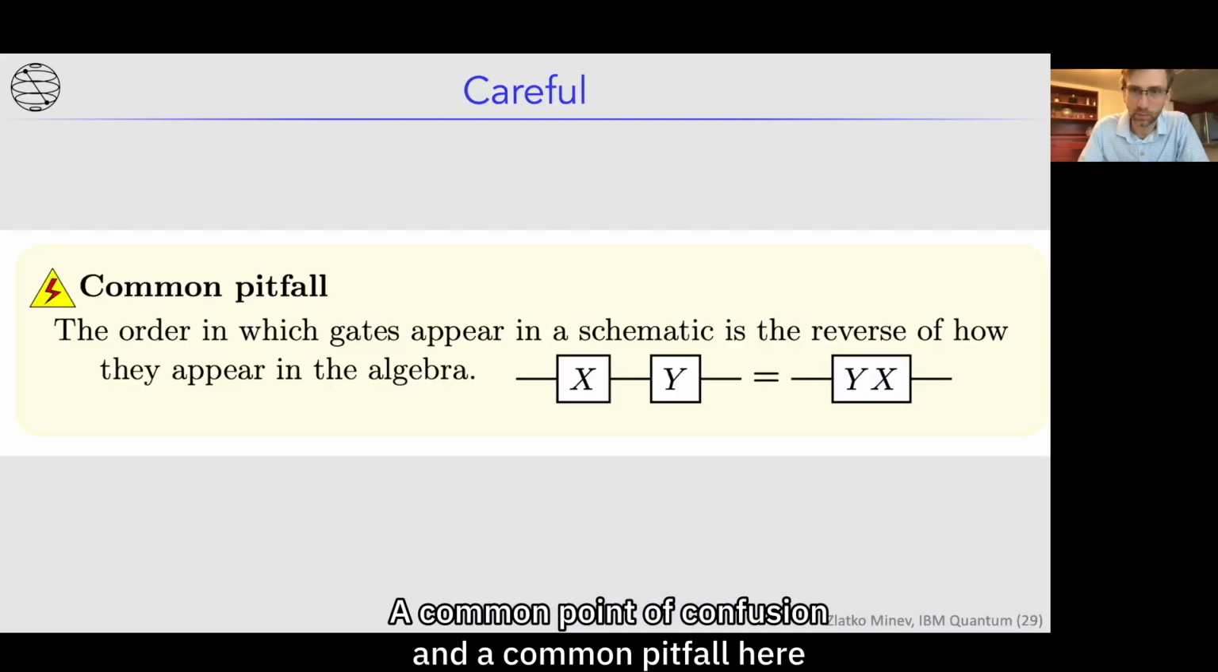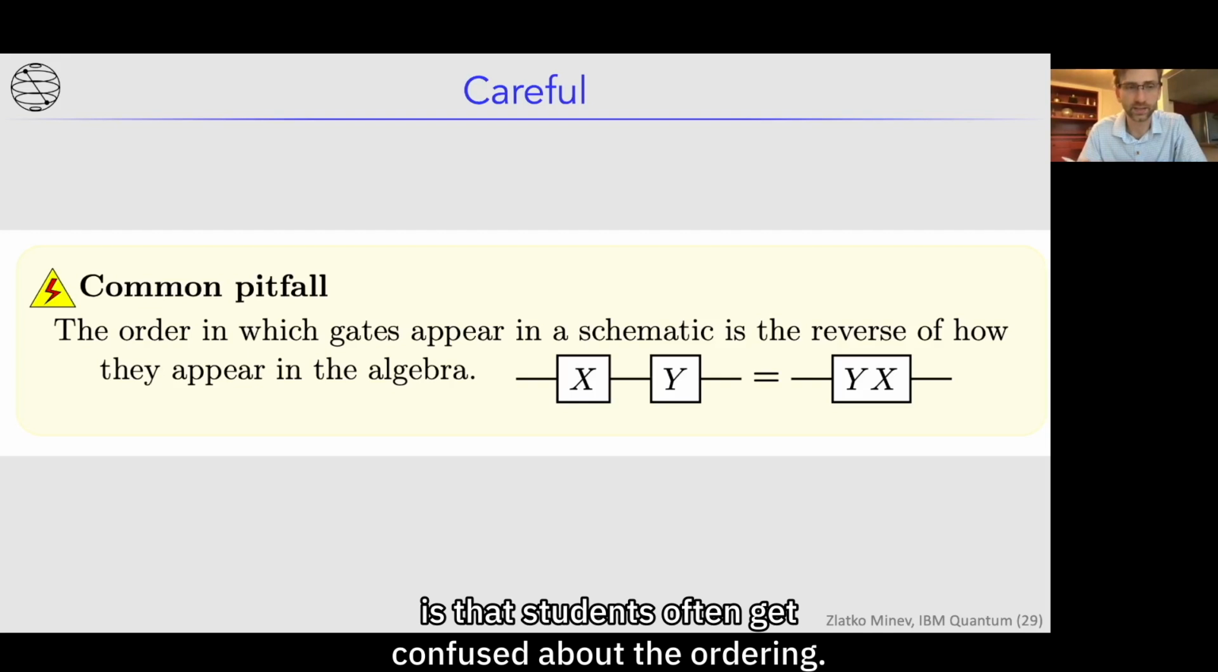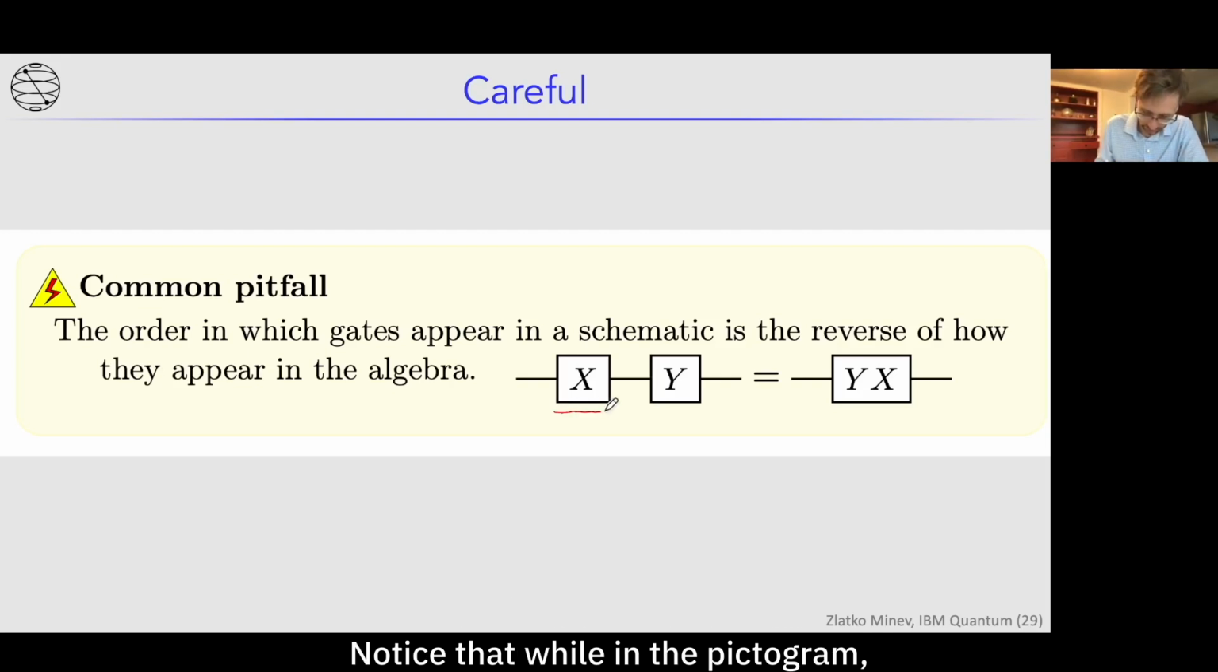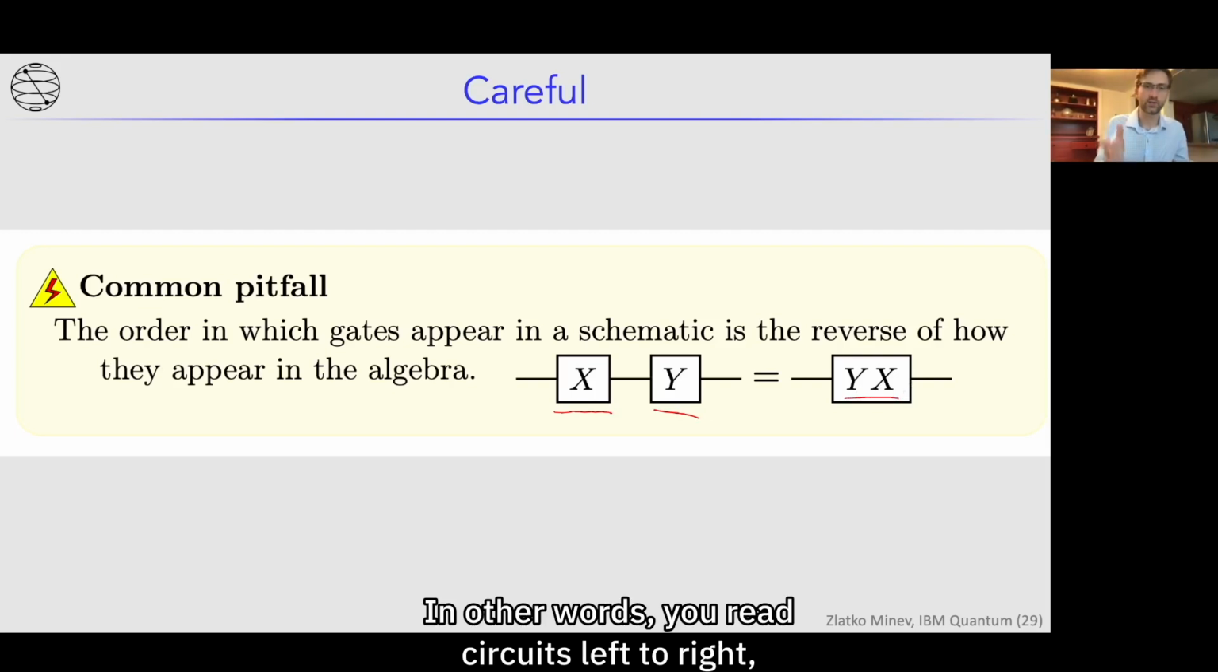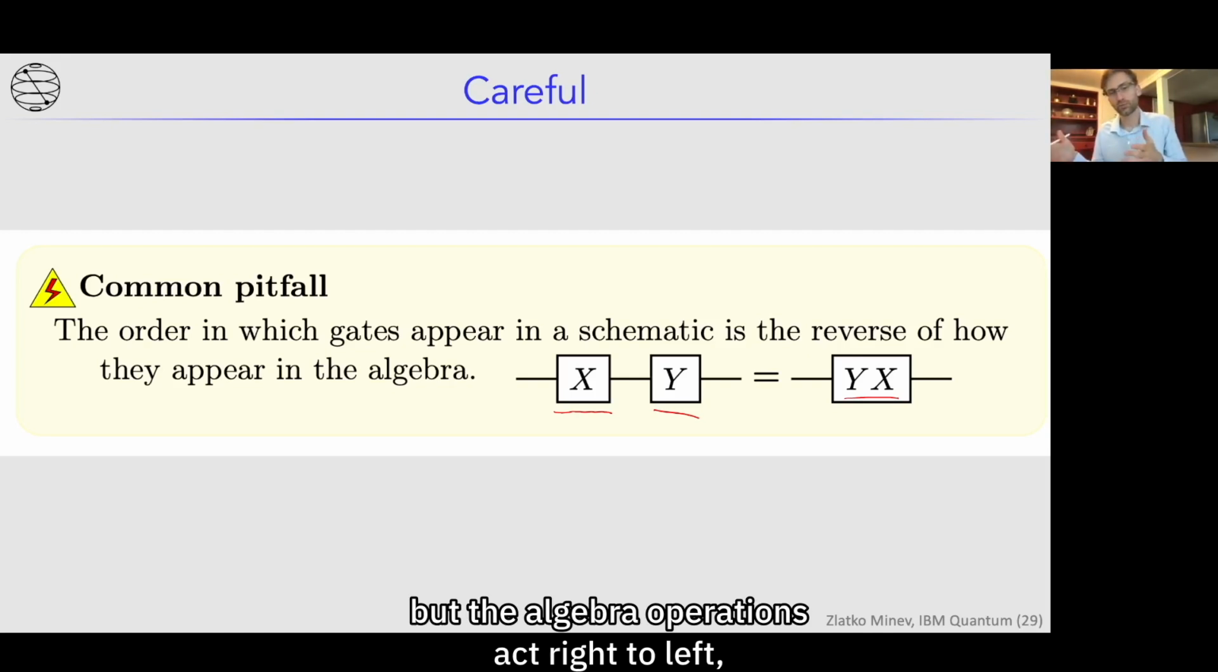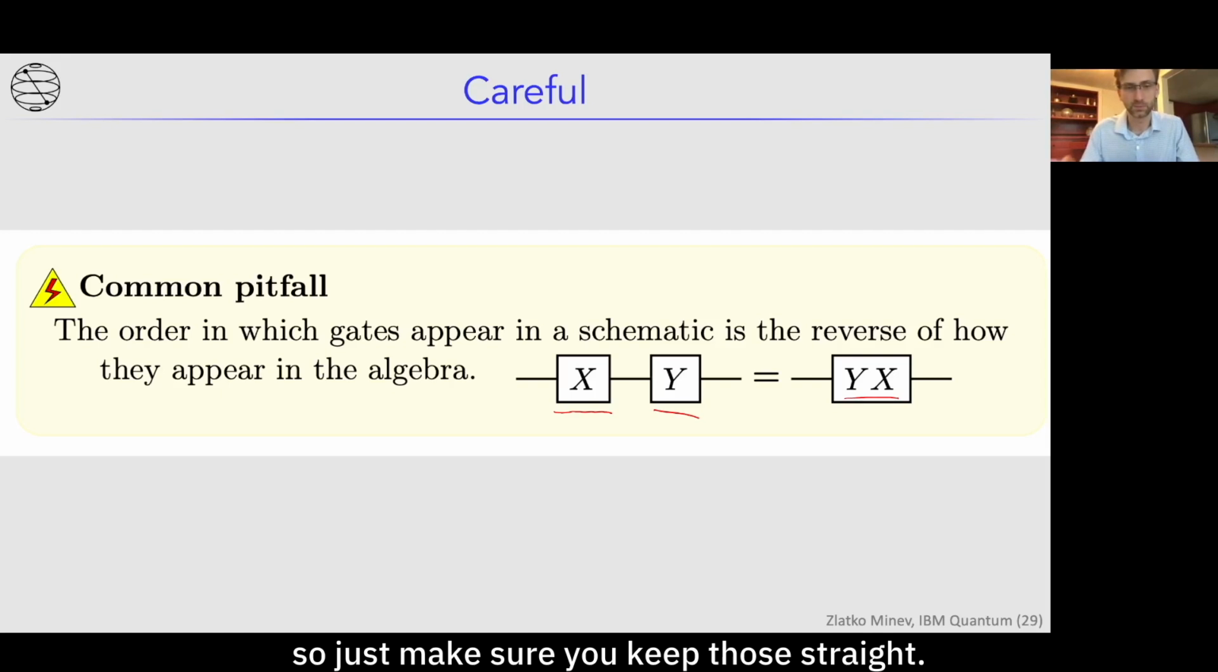A common point of confusion and a common pitfall here is that students often get confused about the ordering. Notice that while in the pictogram x is on the left and y is on the right, when it comes down to the algebra, x is on the right, y is on the left. In other words, you read circuits left to right, but the algebra operations act right to left, the reverse order. So just make sure you keep those straight.